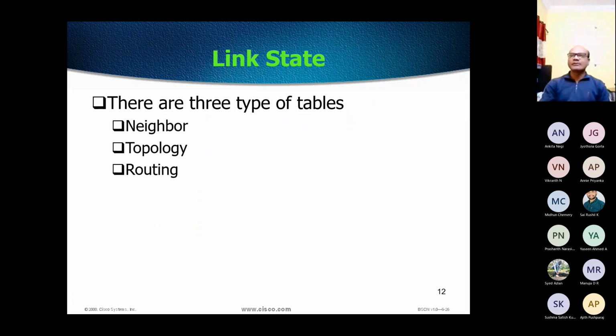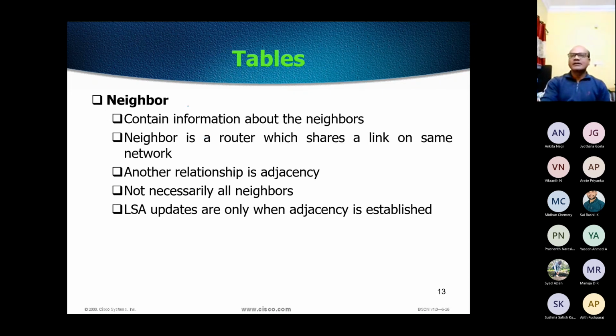So in link state, there are three tables we maintain here: your neighbor table, topology table, and your routing table. Same thing like your EIGRP, right? So the neighbor table, what does it contain? Information about the neighbor. A neighbor is a router which shares links on the same network.